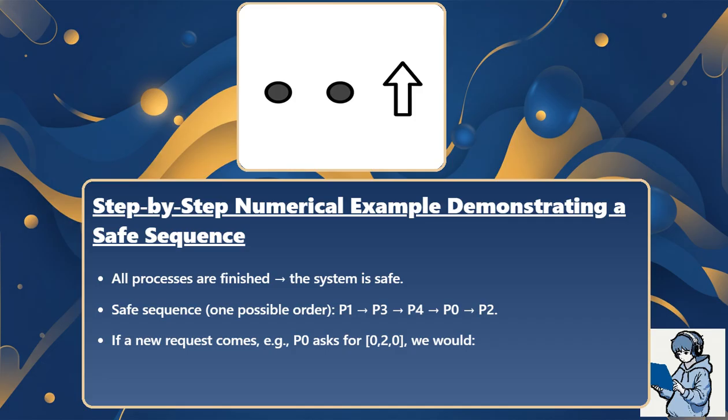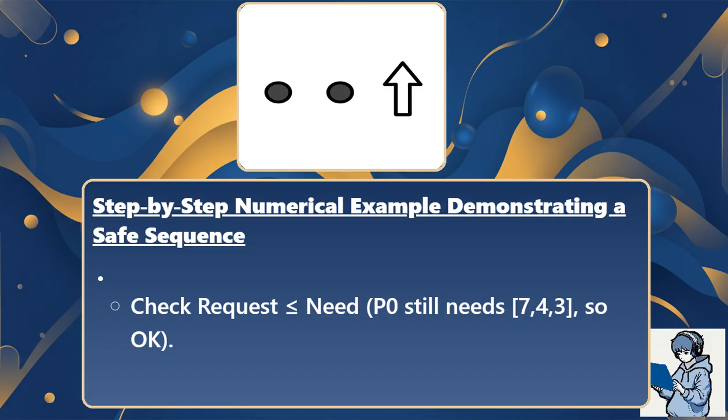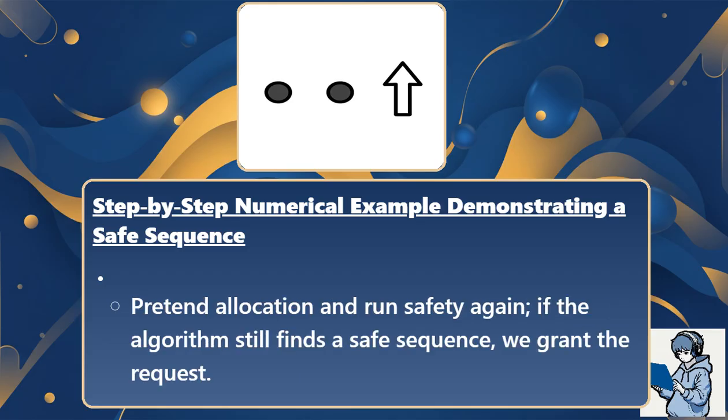If a new request comes, for example, process 0 asks for 0, 2, 0, we would check request less than or equal to need. Process 0 still needs 7, 4, 3, so okay. Check request less than or equal to available. Available is 3, 3, 2, so okay. Pretend allocation and run safety again. If the algorithm still finds a safe sequence, we grant the request.